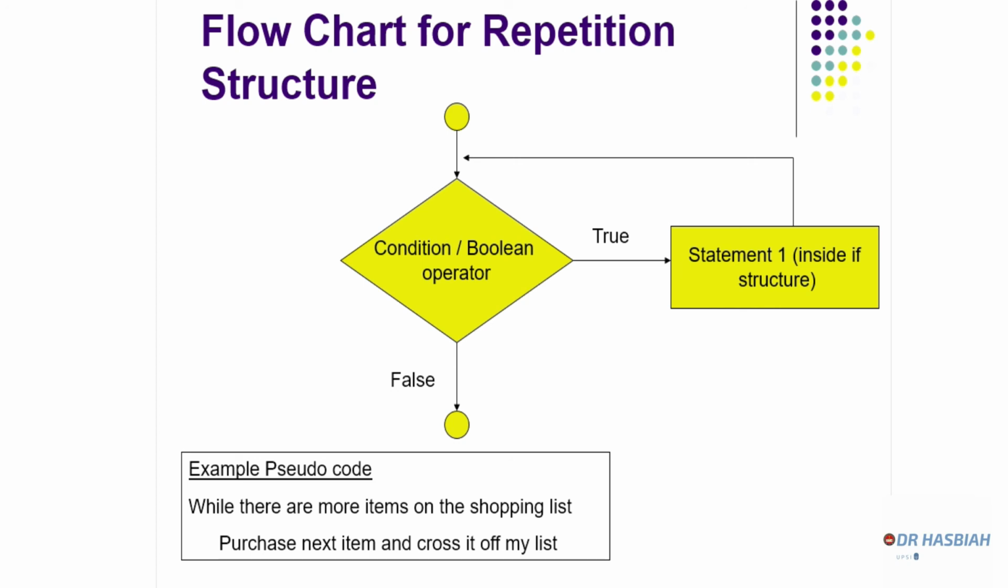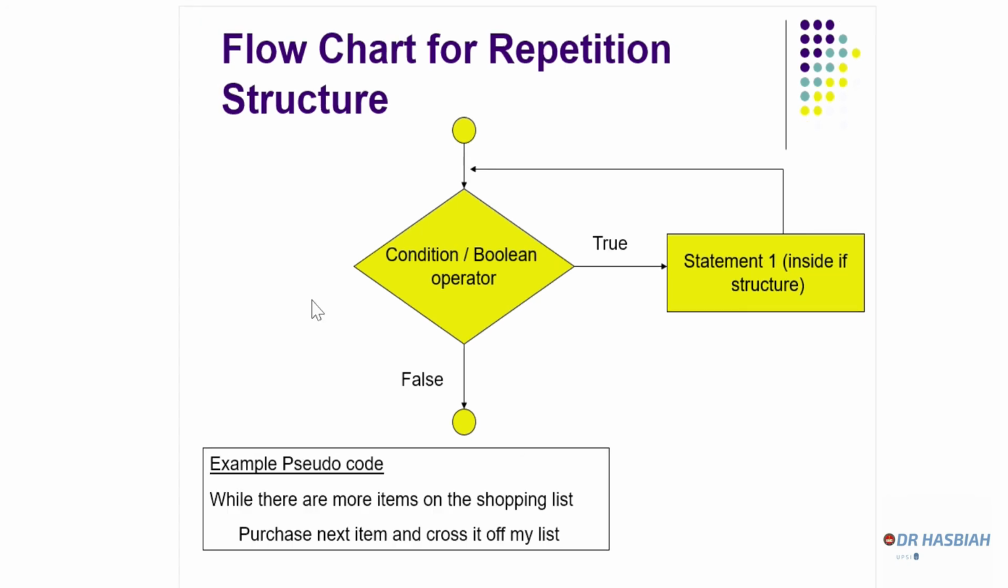Now we see the flowchart for the repetition structure. Just now you saw the flowchart for the selection structure. Now we have to see the repetition structure. Repetition here means we want to repeat. We want to perform something until the condition is not true. So you check the condition. If the condition is still true, you perform, until the condition is not true. Then you stop here. So this is the repetition.